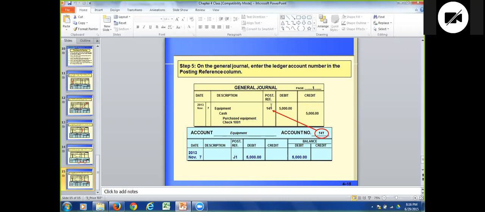And this will make more sense because this is essentially what your homework is. It's completing the general journals, posting to the ledger, and then completing a trial balance.